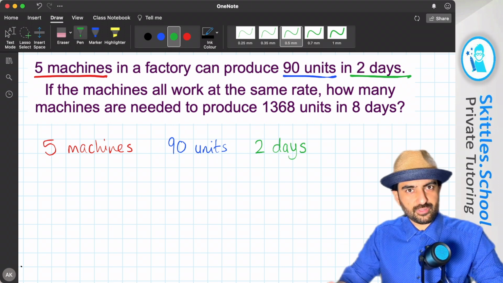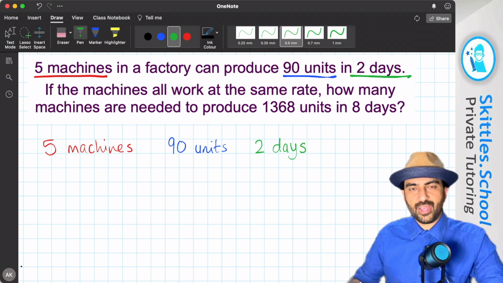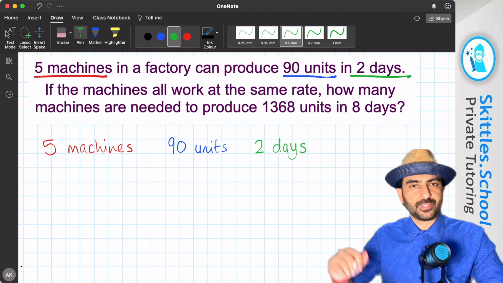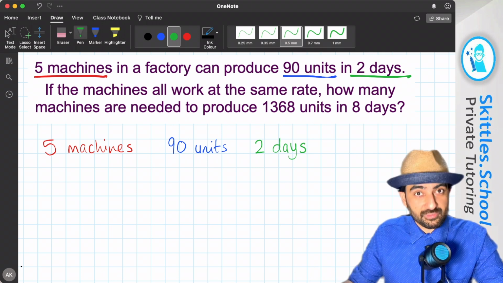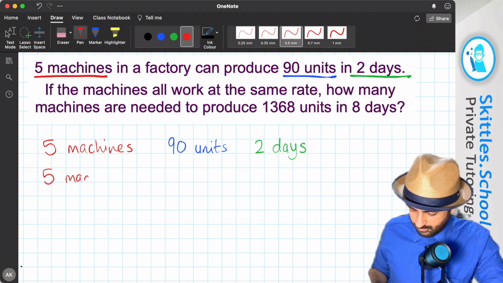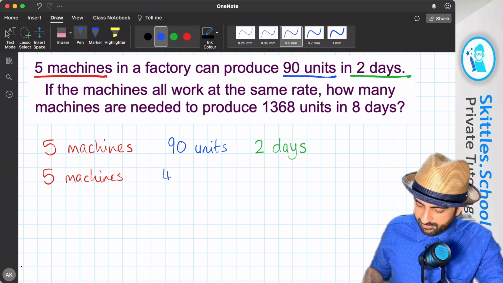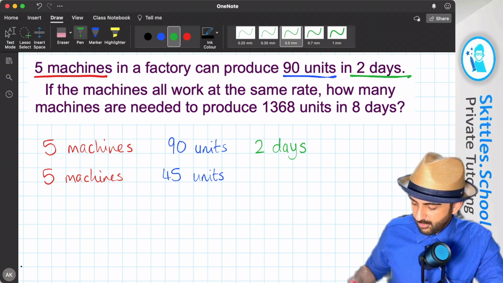So if 5 machines are making 90 things in 2 days, how many are they making every day? So if 2 days is 90, 1 day must be 45. So those same 5 machines must make 45 units every day to get to 90 units in 2 days. So 45 units in 1 day.